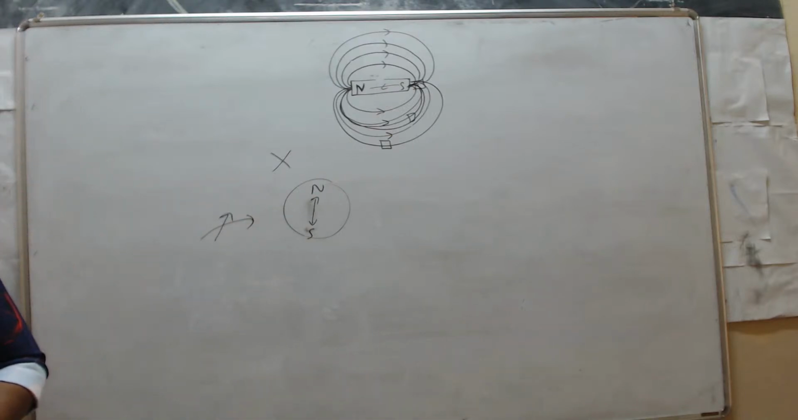Okay, next, last one: the tangent at any point on the magnetic field lines gives the direction of the magnetic field at that point. This is also the direction of the orientation of the needle of the magnet compass if we keep it at that point.